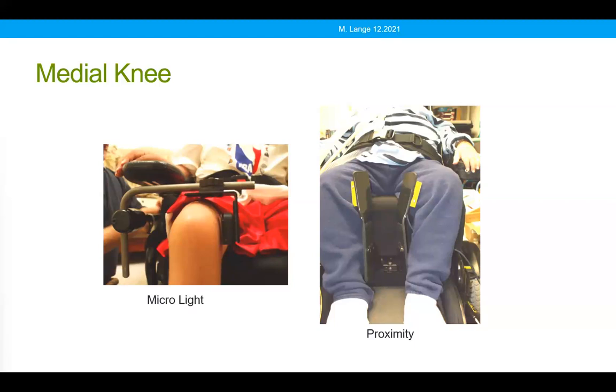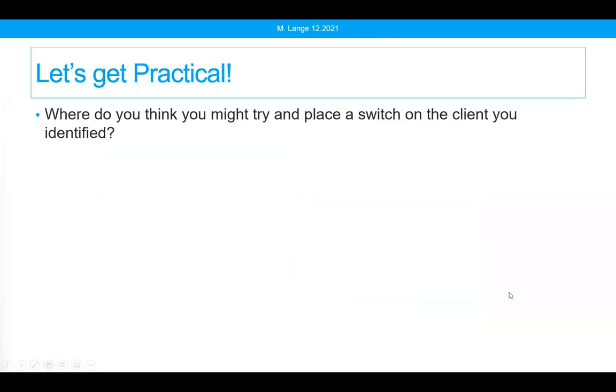So we saw this picture earlier of this young man on the left. He has SMA using a Microlight switch by his medial knee here, and it's a lightweight mechanical switch. And then to the right, we have Fareed, who also has spinal muscular atrophy. You can see that fiber optic switch by his left index finger, but then he also has two proximity switches by either leg, and he was able to bring his legs in, and he used these to drive his power wheelchair.